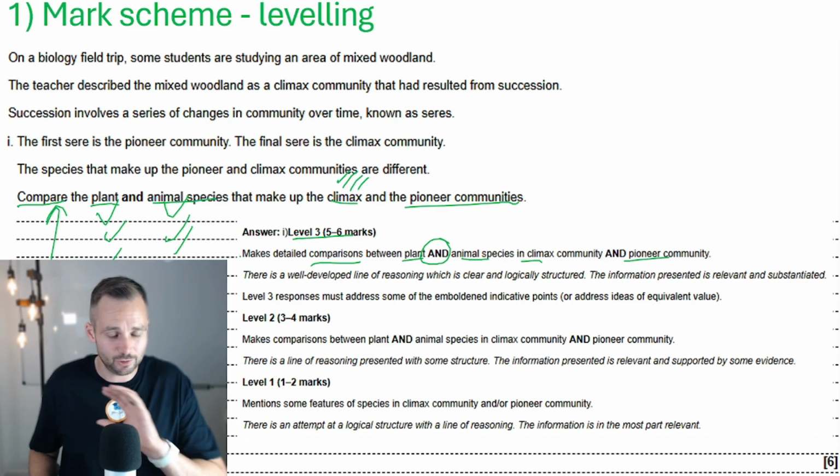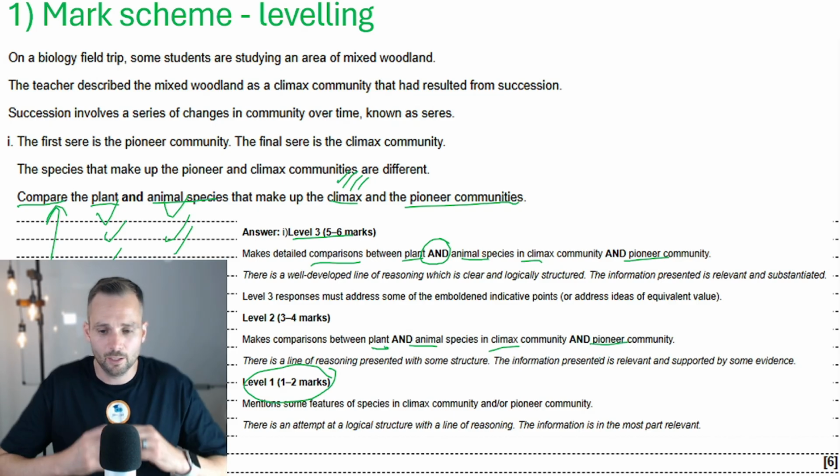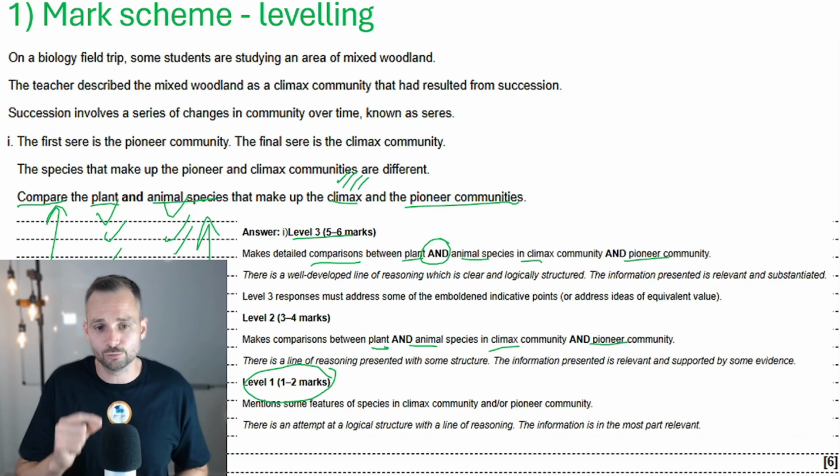And even, and this is why this is so important, even to get out of the 1 and 2 mark category, you still need to talk about both plants, animals, climax and pioneer community. Now you might be sitting here thinking, oh my god, how do I know to do that? In another video, I'll teach you exactly how to break down exam questions. The good news is the exam board word the questions really well, and once you know the technique, it makes these marks so much easier to get.